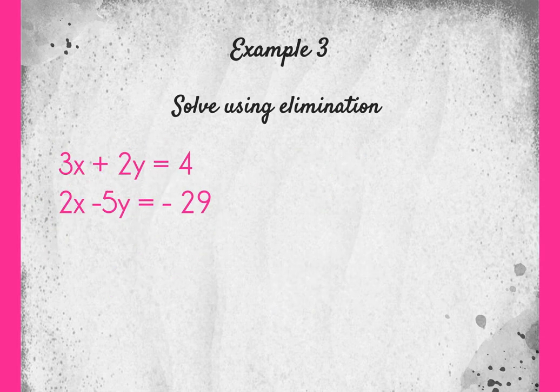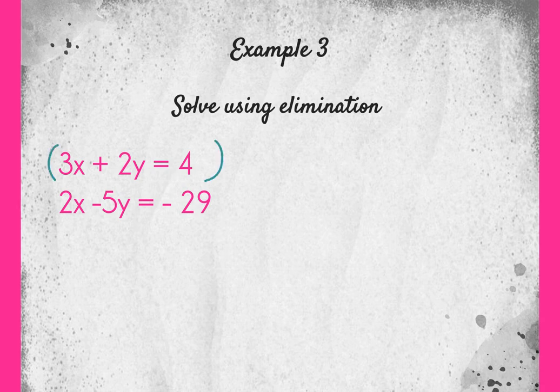Example 3, solve using elimination again. This time, if I add as is, it doesn't cancel. And this time I can't just change one of them. If I'm trying to get rid of the x's, I have to multiply one by a -2 and the other by a +3, or +2, -3. Either way, those will cancel. Or I can focus on the y's because they are already opposite signs.